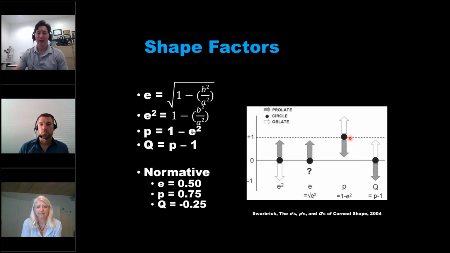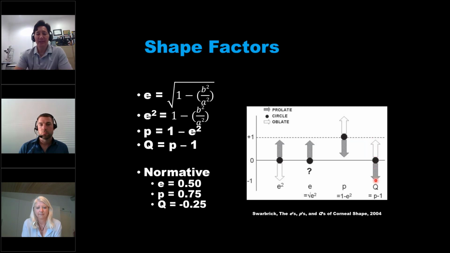Now the P value uses a factor of 1 as being the sphere, and an oblate eye would be greater than 1, and a prolate eye would be less than 1. So it's opposite to what we might do with the E squared value. Then finally, Q, or asphericity, looks at 0 being the sphere, and an oblate eye is going up in value, and a prolate eye is going negative.